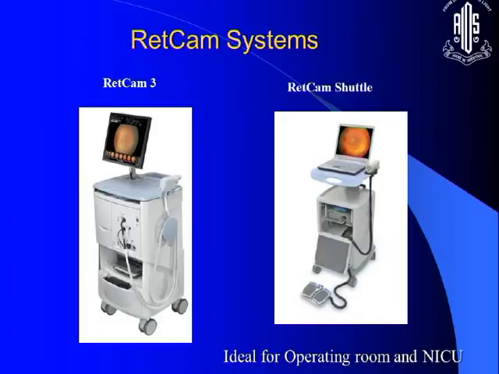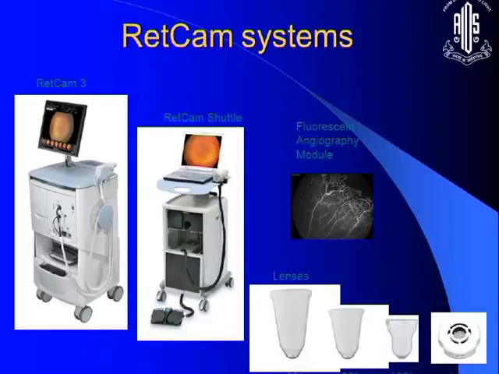You have basically two kinds of RetCam. One is the RetCam Shuttle, which at present we have, and the RetCam 3, where you have the additional facility that you can do fundus fluorescein angiography. You have a lot of lenses here. We can't go to 200, but we can go to something like 130 degrees maximum.